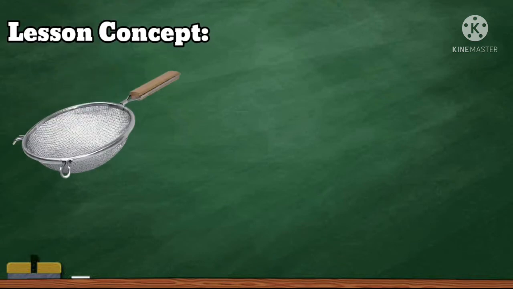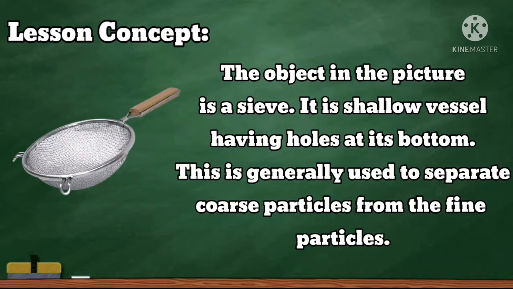The object in the picture is a sieve. It is a shallow vessel having holes at its bottom. This is generally used to separate coarse particles from fine particles.